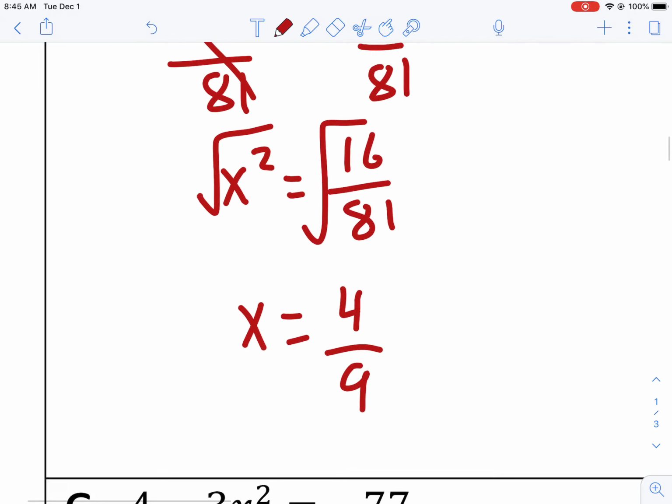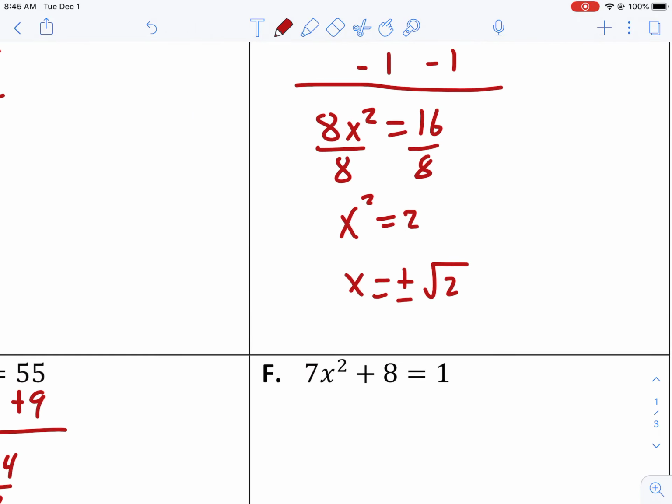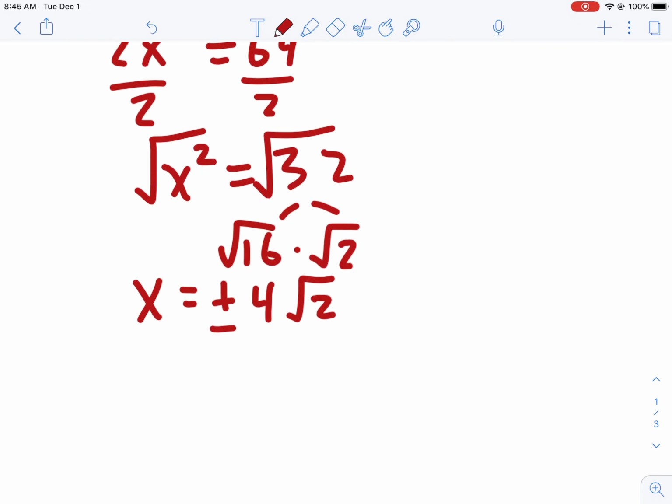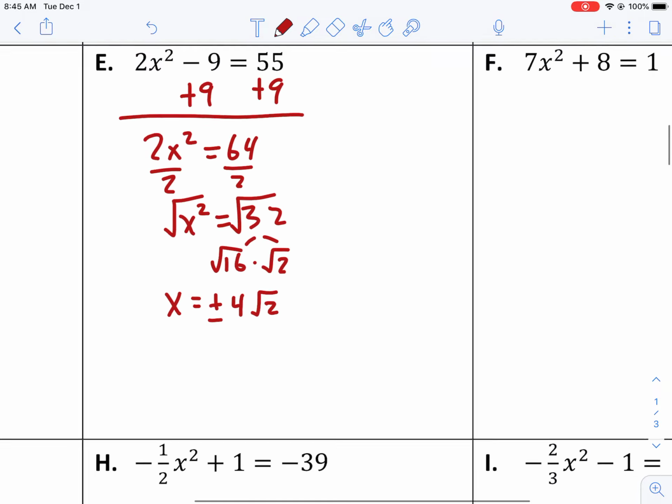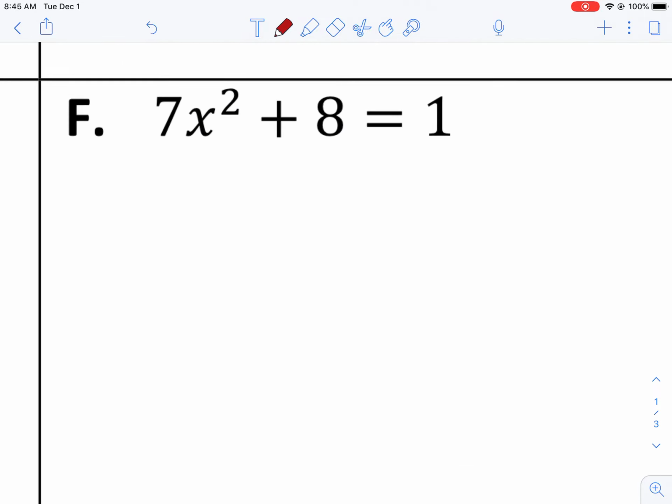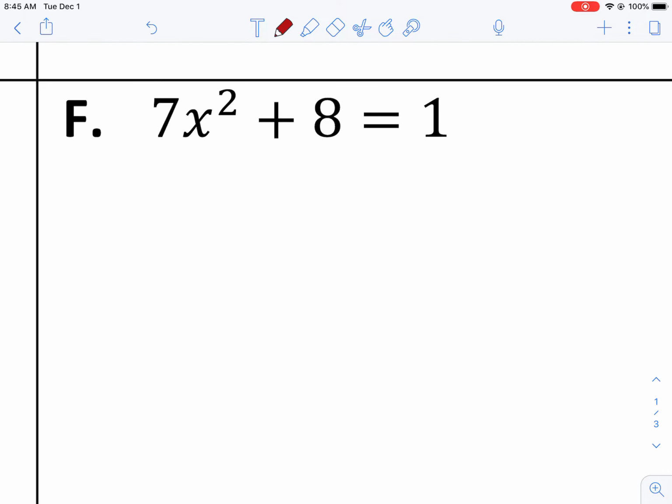And I just realized I didn't put the plus or minus here. Let's see, even I forget it. Did I put it for this one? Yeah. Okay. So this one, your answer would be x equals plus or minus 4 square root of 2. So hopefully you can see that you're kind of just doing the same things over and over here.